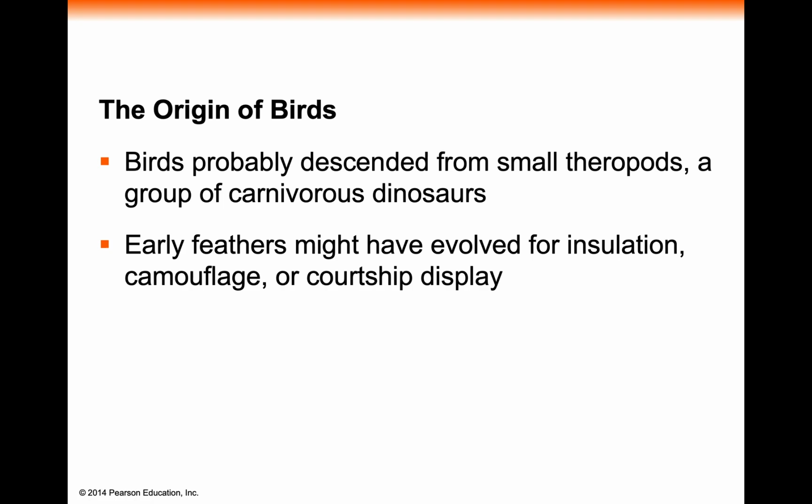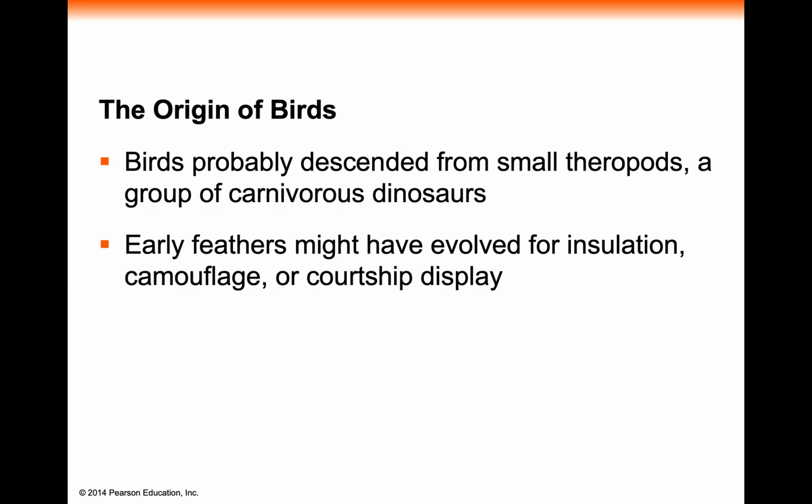Birds probably descended from small theropods, particularly groups related to Deinonychus, which is a primitive velociraptor, which is a group of carnivorous dinosaurs. And they trace that back again to, I mentioned they had this pivot bone in their wrists that allowed them to flap their wings, and we see that in that group of theropods.